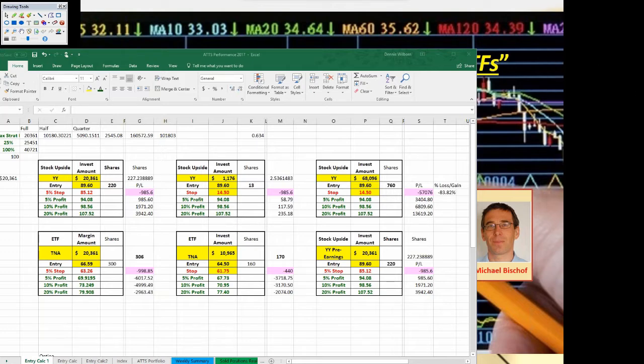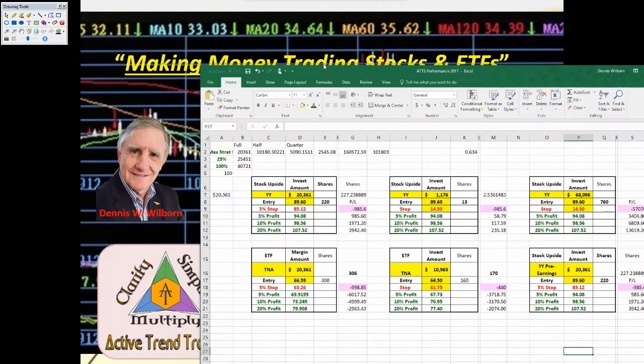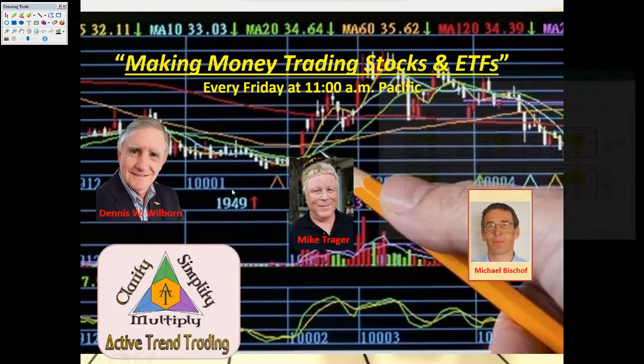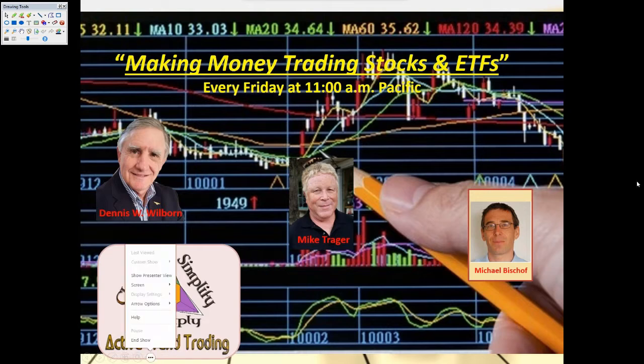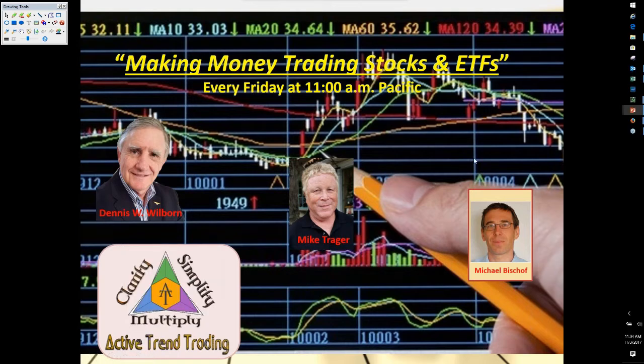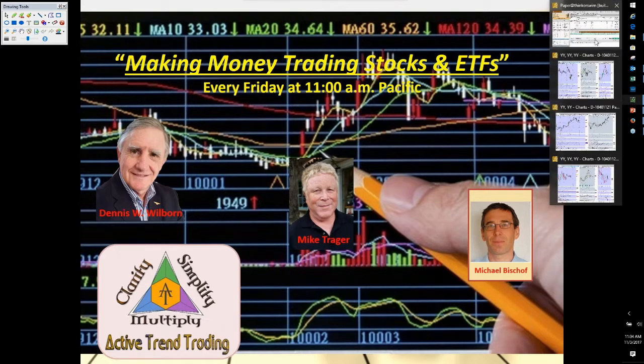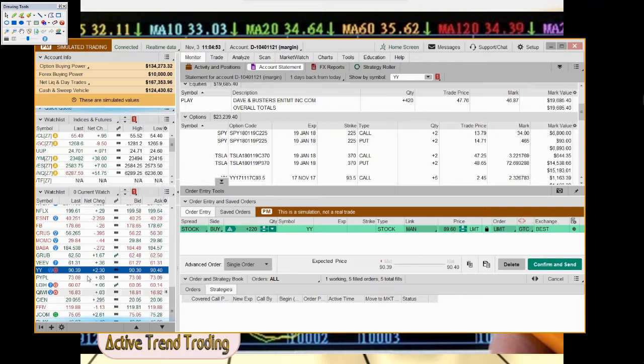So to do this order, what I would be doing is, so with that said, let me go back to, okay, here we go. I want to set this up for YY to pull back into the middle of today's candlestick. And so here's the trade that I'm setting up: 220 shares of YY, a limit price of $89.60.